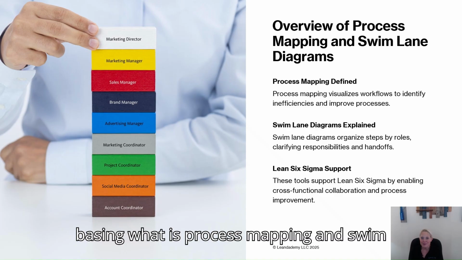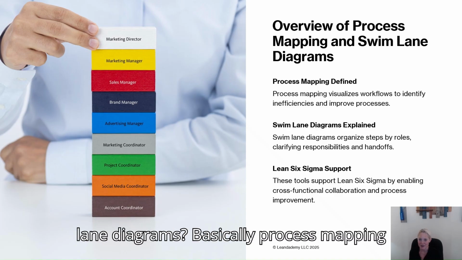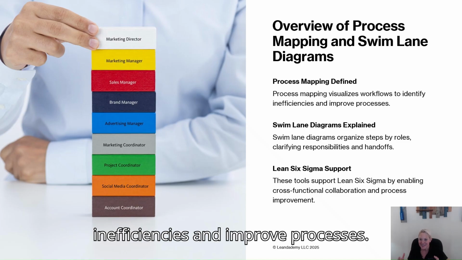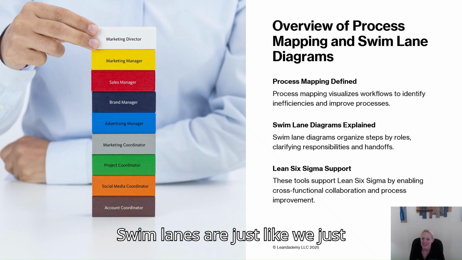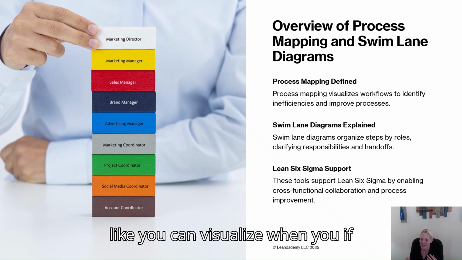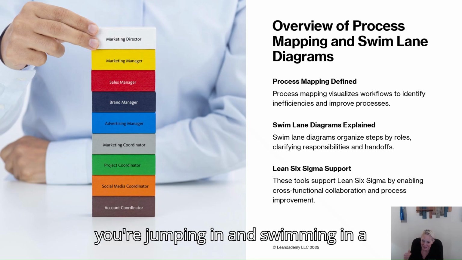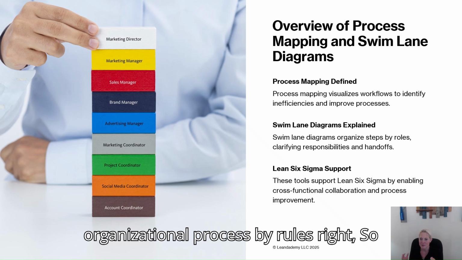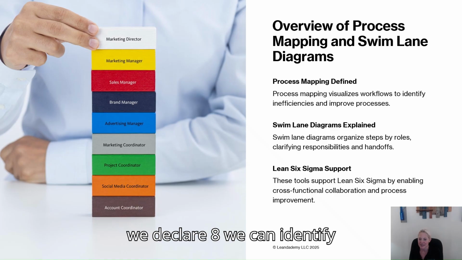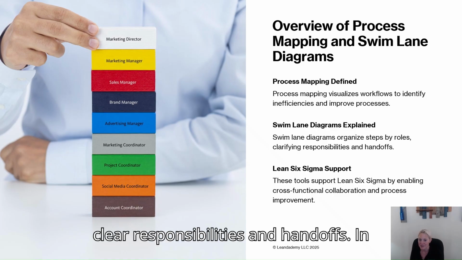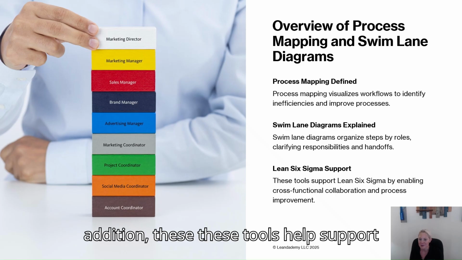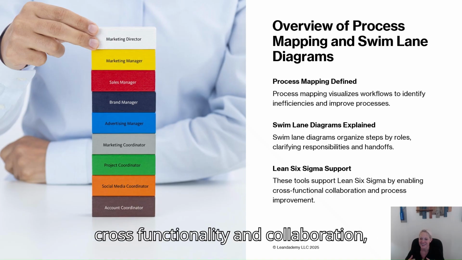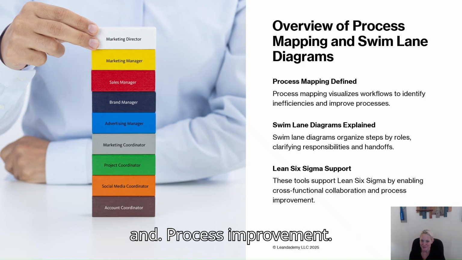So basically, what is process mapping and swim lane diagrams? Process mapping helps us visualize those workflows to identify inefficiencies and improve processes. Swim lanes are just like you can visualize if you're jumping in and swimming in a lane. It helps us understand the organizational process by roles, so we can identify clear responsibilities and handoffs. In addition, these tools help support Lean Six Sigma by enabling cross-functionality, collaboration, and process improvement.